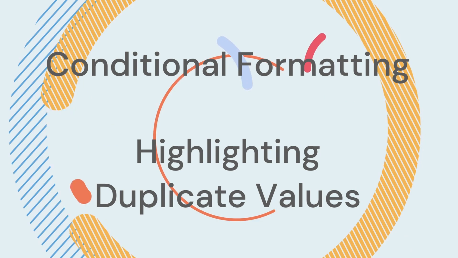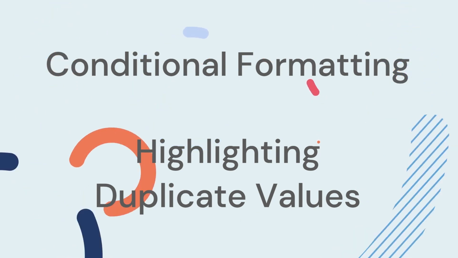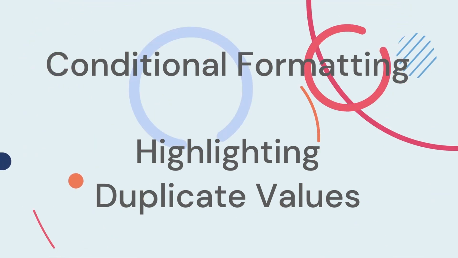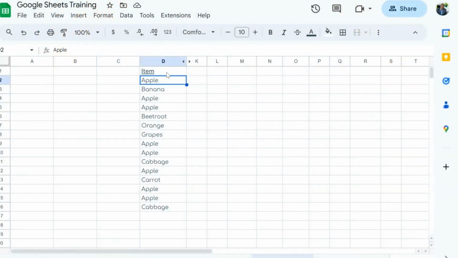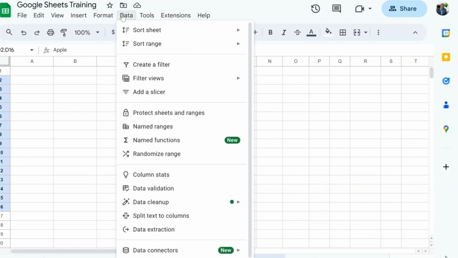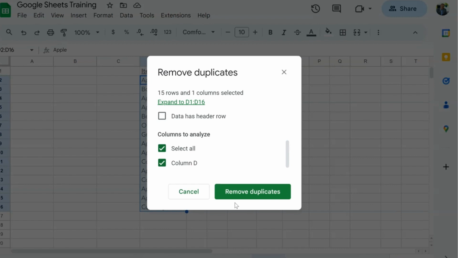Let's continue with the topic conditional formatting for highlighting duplicate values. In Google Sheets, there is an option to remove duplicate values in a range, column or sheets. For this, just take Data menu, Data Cleanup, Remove Duplicates. This will remove duplicate values in a range, column or sheet as per selection.